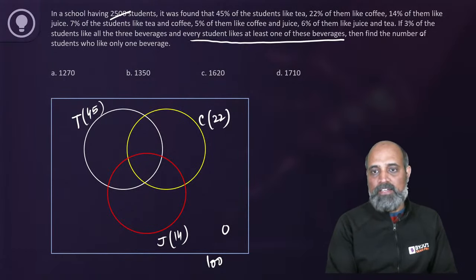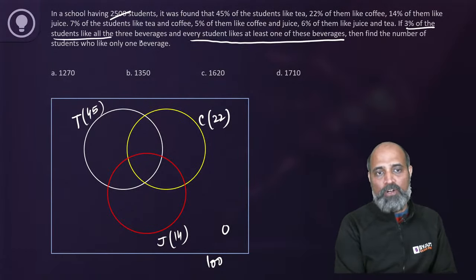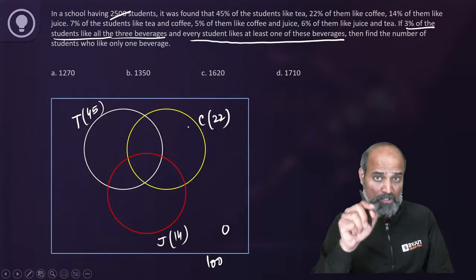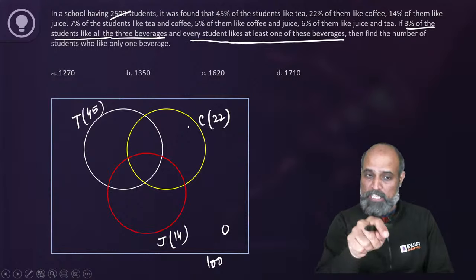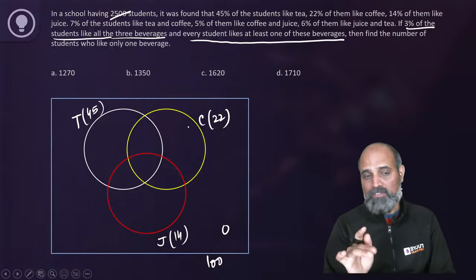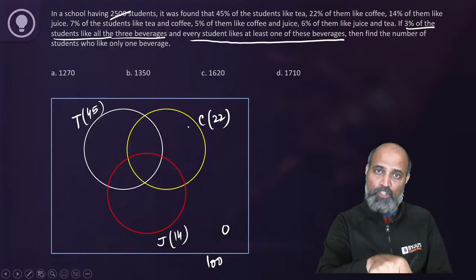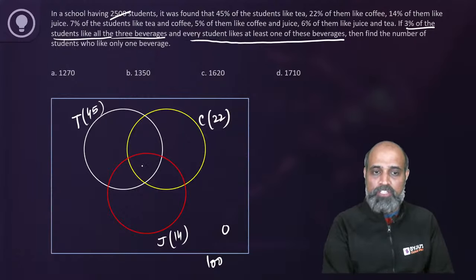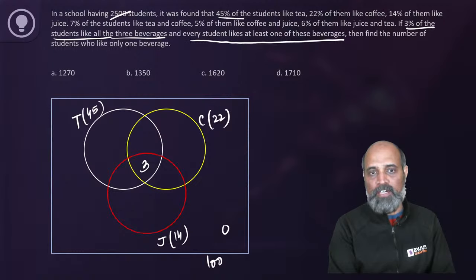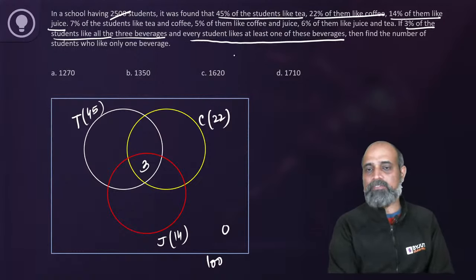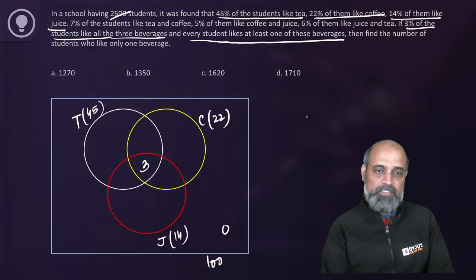And 3% of the students like all the three beverages. So the central region is of utmost priority, right? The middle region is the first one to find out. So that's why I'm reading that and solving that part first. So this is going to be 3. I hope nobody has any doubt. We are done with this, and then we are done with the other 2 underlined parts.